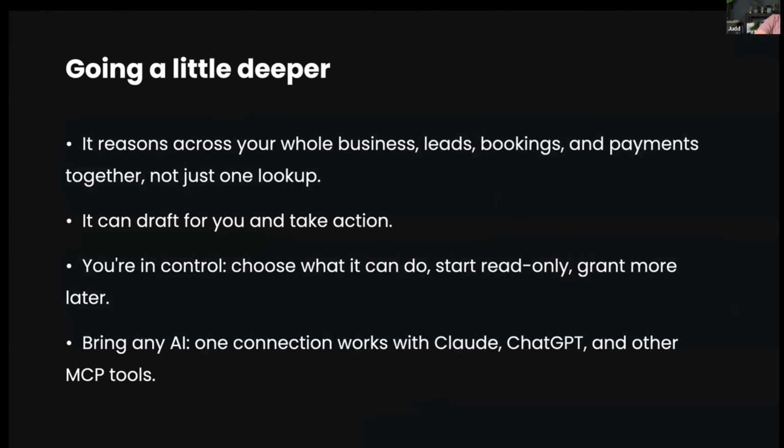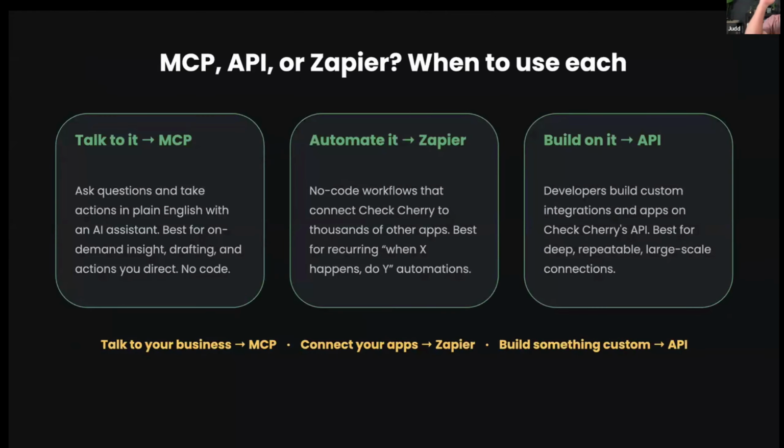A little deeper: the idea is that you would have access to your whole business, leads, bookings, payments, everything. And it's not just one lookup. The way it works is it can figure out what it needs to look up. It can give you stuff, you can take action, get advice, that type of thing. You'll control what it has access to, and I'll connect ChatGPT after this and show you how that looks. Basically, one connection works with Claude, ChatGPT, and other MCP supported providers.